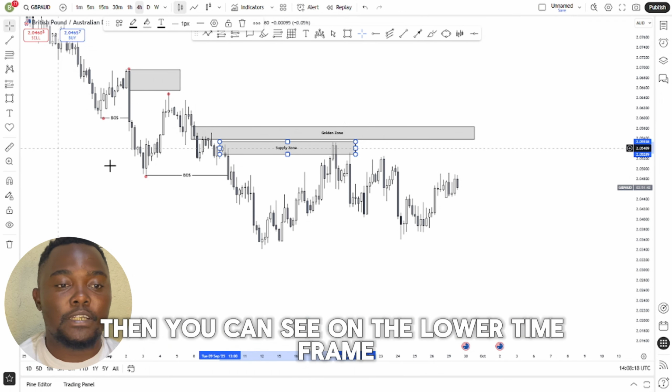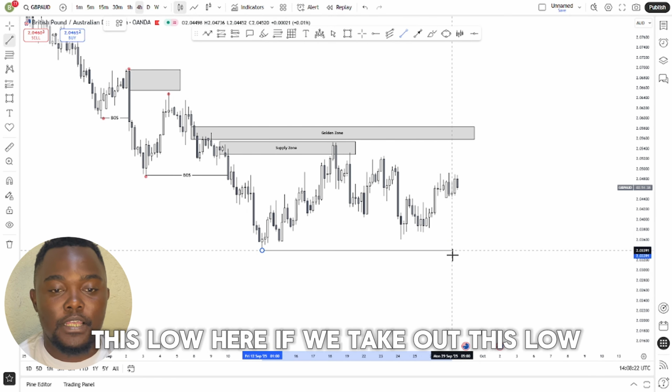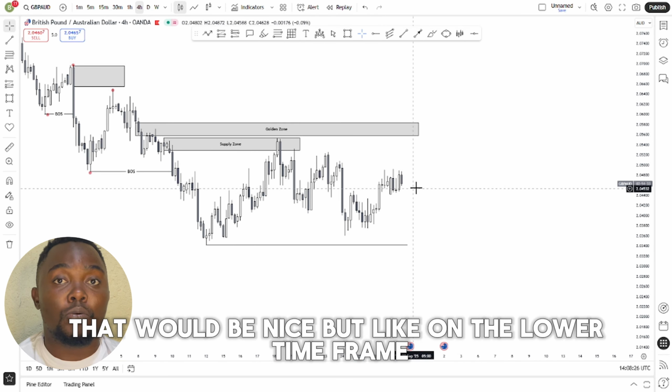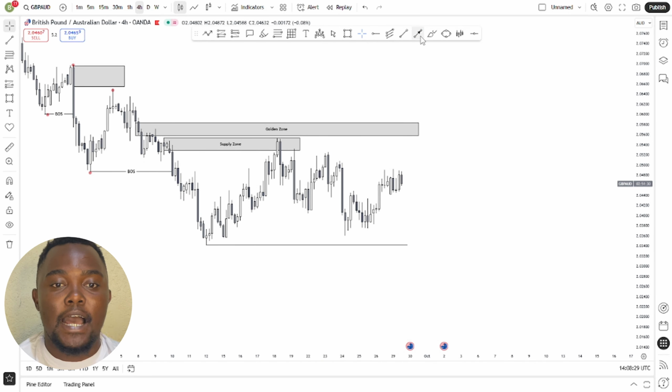Then you can see on the lower time frame there was a confirmation, so we're just waiting for the market to take out this low here. If we take out this low, that would be nice, but on the lower time frame we're going to figure out if we can get another opportunity to take it to the downside, taking out the low.